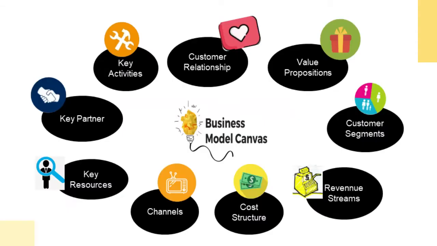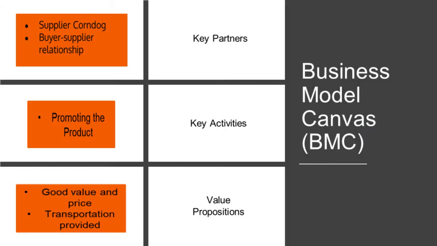In the business model canvas BMC, there are nine key segments, which are key activities, customer relationship, value propositions, customer segments, revenue stream, cost structure, channels, key resources, and lastly key partner. Explain about the details of business model canvas BMC.